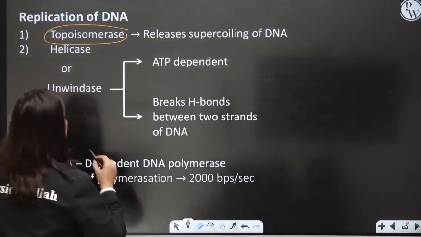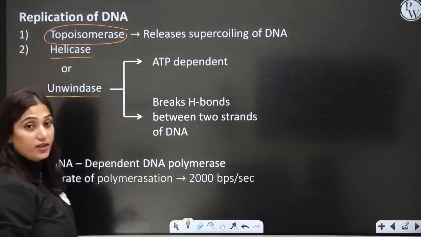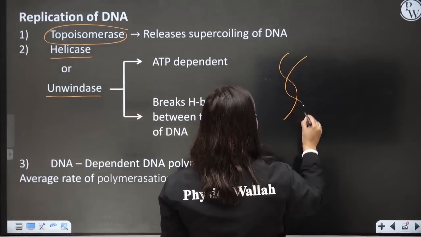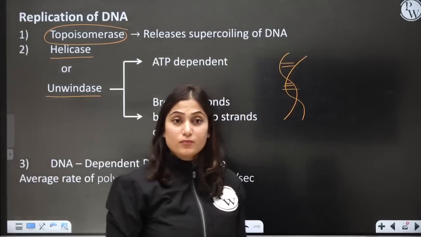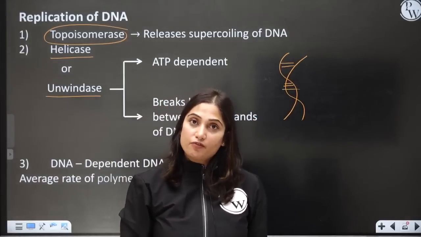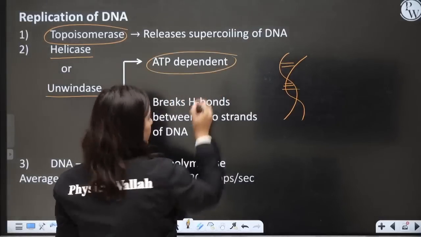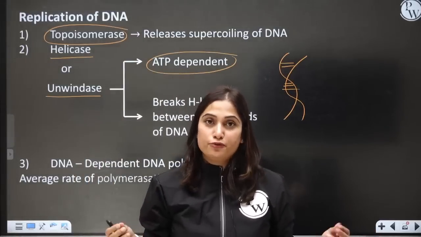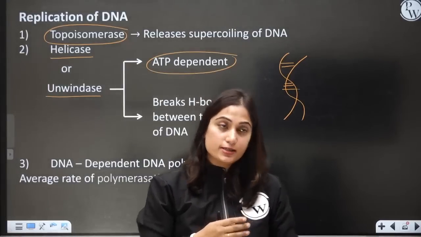The second important enzyme is helicase or unwindase. What is the function of helicase? It breaks the hydrogen bonds present between the two strands. That means it unwinds the helix. That is why another name of helicase is unwindase. It is ATP dependent. That means helicase does not do that for free, but it needs ATP to break the hydrogen bonds between the two strands.